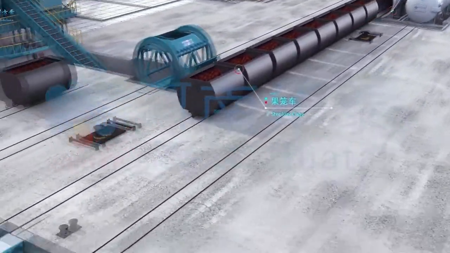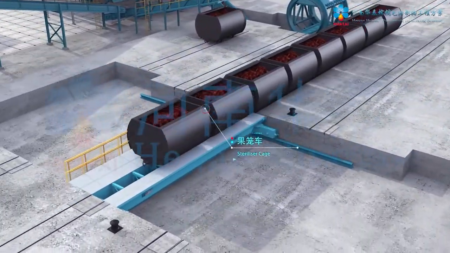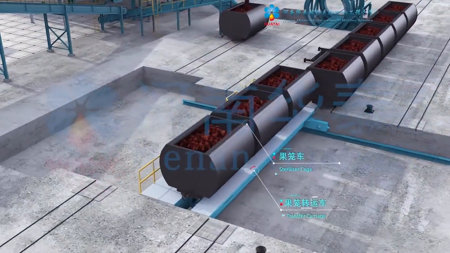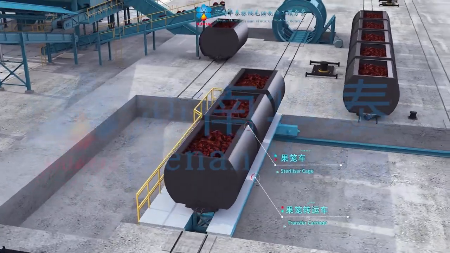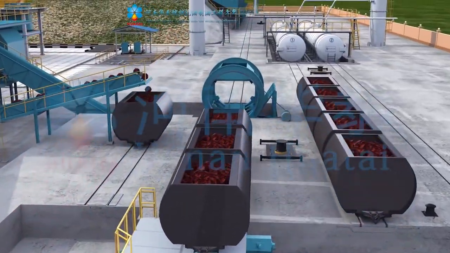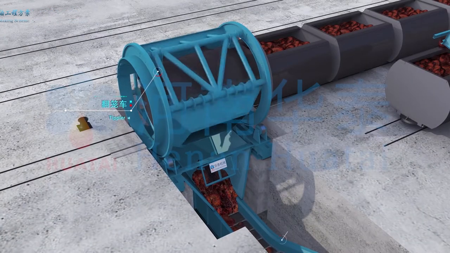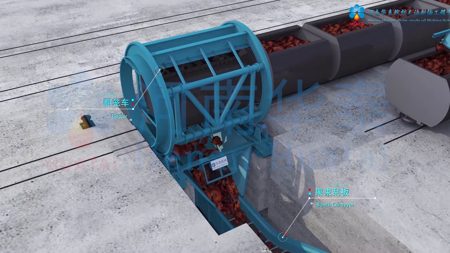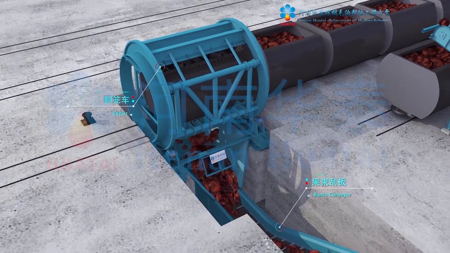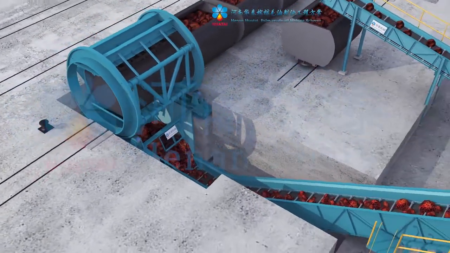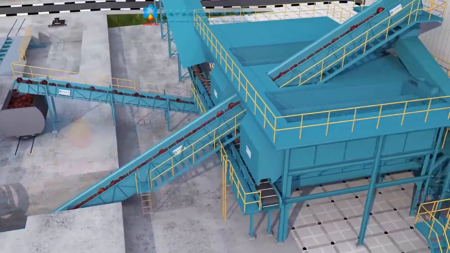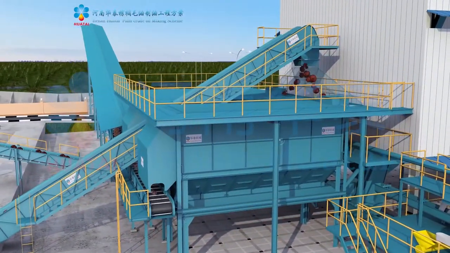Finish sterilization process. Transfer carriage transforms orbit of the sterilizer cage. And it transports to the Tipler. Sterilizer cages enter Tipler in turn. After fixing, rotate 180 degrees, and pour sterilized fruit bunches into the bunch conveyor. Convey to the thresher drum.